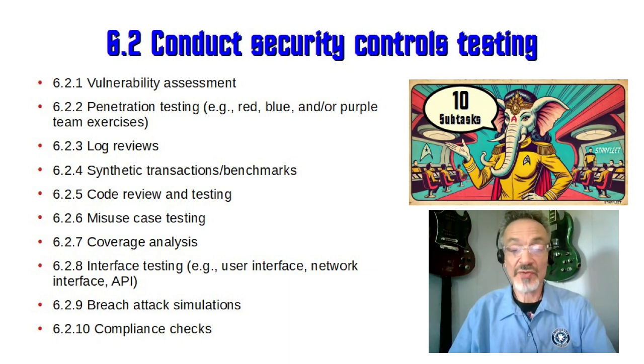8. Interface testing, testing user, network, and API interfaces to ensure they're secure. 9. Breach attack simulations, simulating real-world attacks to validate the organization's readiness to respond. And 10. Compliance checks, verifying that your systems meet regulatory requirements, including those specific to new AI regulations. It may seem a lot, but these subtasks are interconnected again, reinforcing that holistic nature.